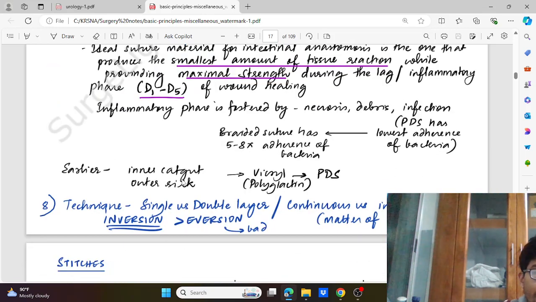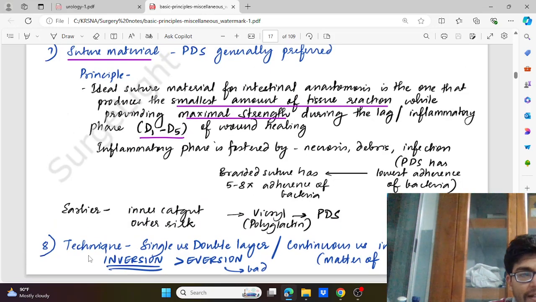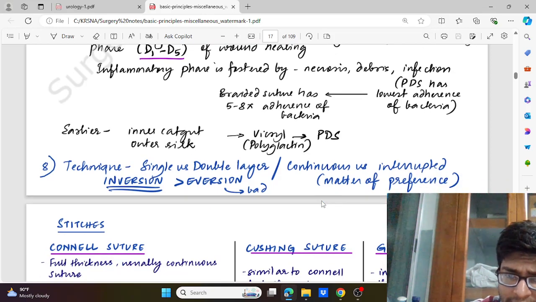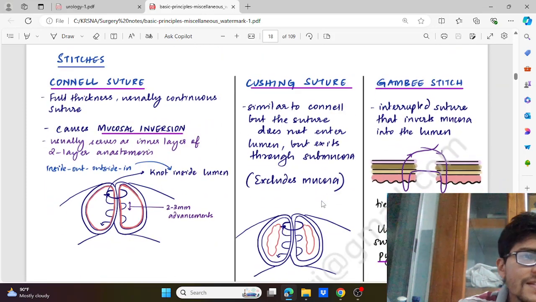Earlier, catgut was used in bowel anastomosis for the inside and silk for the outside. Later it was changed to Vicryl, and nowadays it is generally recommended that PDS is used. Then the technique: single layer versus double layer, or continuous versus interrupted. We have to consider that the tissue should be inverted and not everted as far as the anastomosis is concerned, and single layer is also good enough, especially in experienced hands. Otherwise double layer is good, and continuous or interrupted both can be used; it is a matter of preference and time.